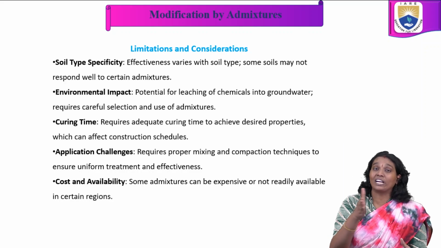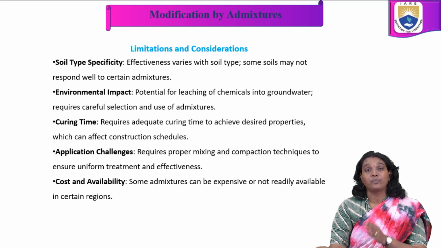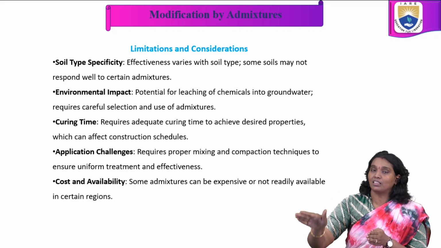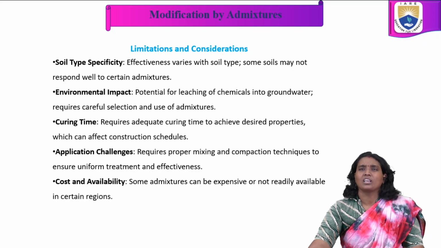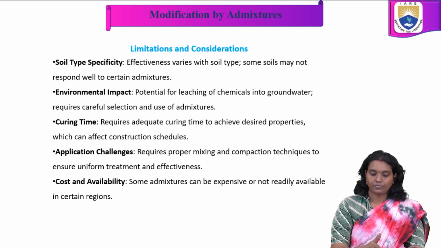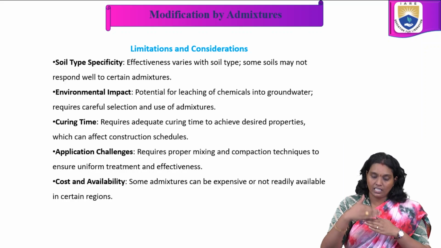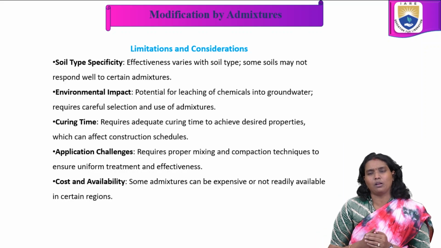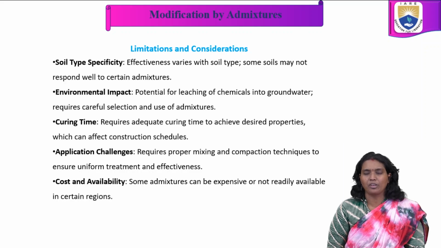Also, we have to consider that soil type specificity is very, very important. It has its own limitations with some considerations. Coming to the environmental impact, the potential for leaching of chemicals into groundwater requires careful selection and use of admixtures. We have to use these admixtures so that they do not affect the environment. We have to understand that this consideration is very, very important.